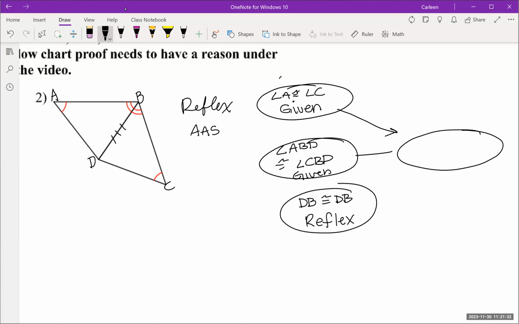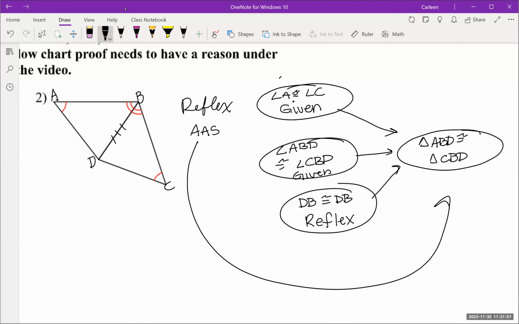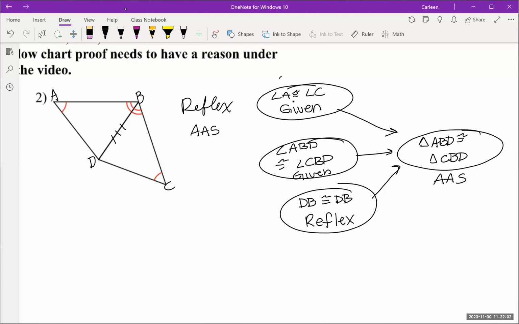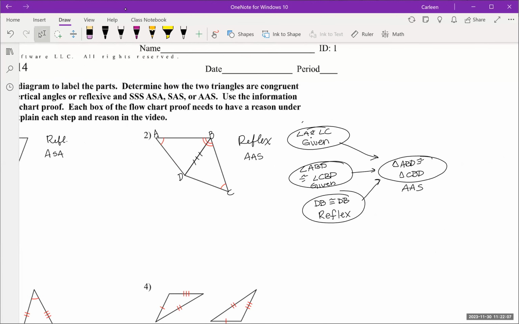Okay, those 3 reasons tell me that triangle ABD is congruent to triangle CBD because of, what do I put here? There we go. This goes right there. Angle, angle, side. Okay. So that's a flowchart proof.